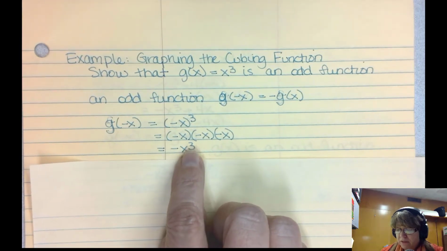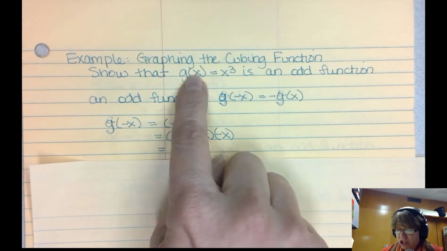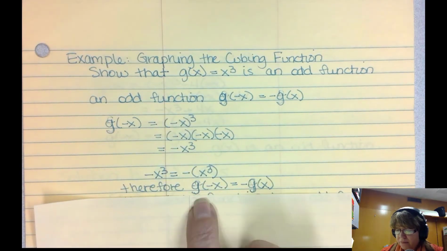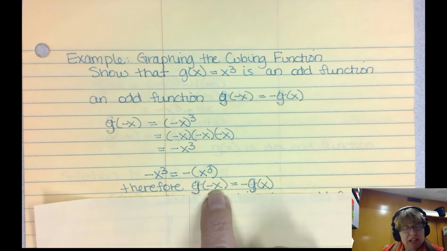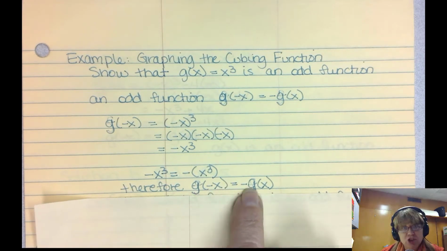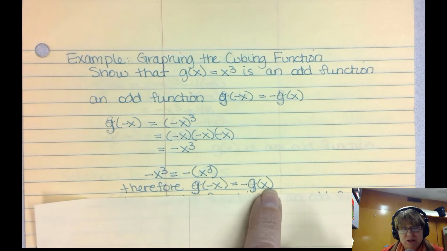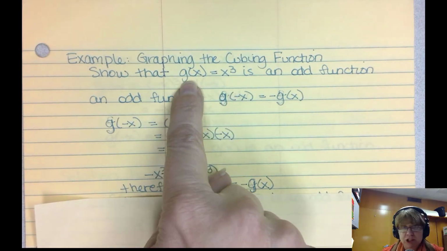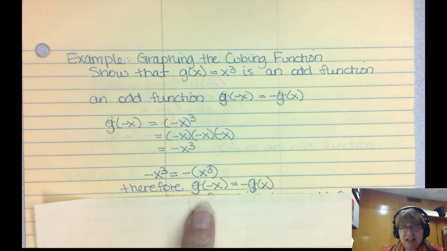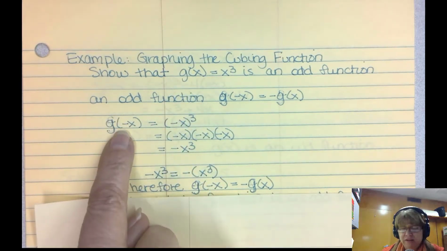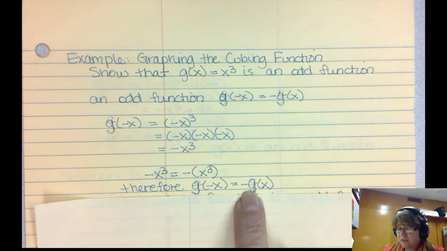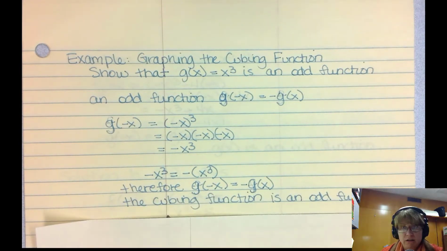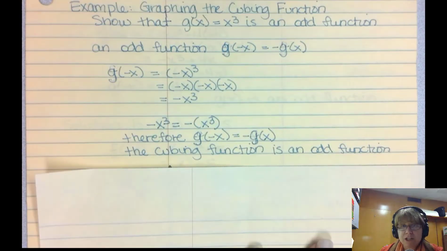But x cubed is g of x. And therefore, g of negative x equals negative g of x. So I can replace the x cubed with the named function of g of x, and you'll see that g of negative x equals negative g of x. And therefore, we can show that the cubing function is an odd function. Now let's take a picture of what that looks like.